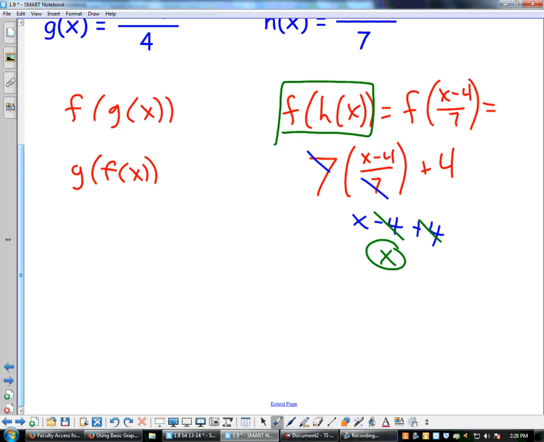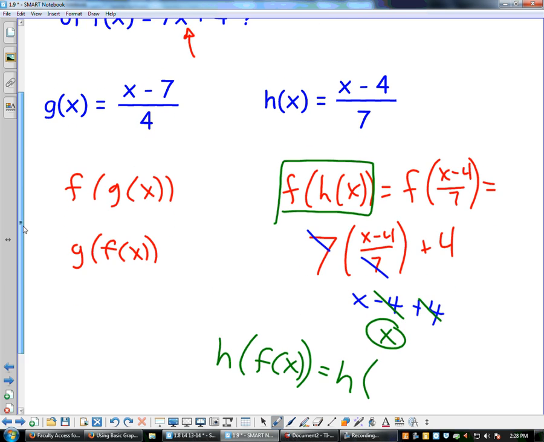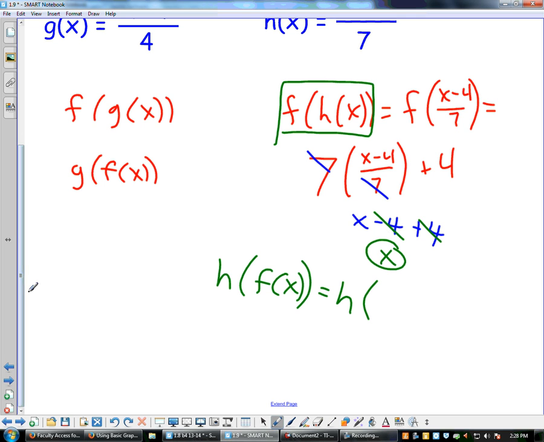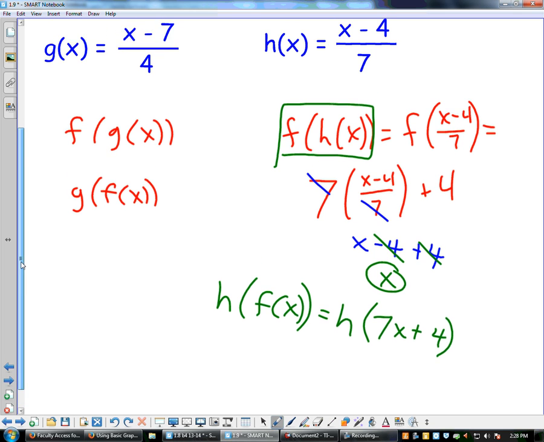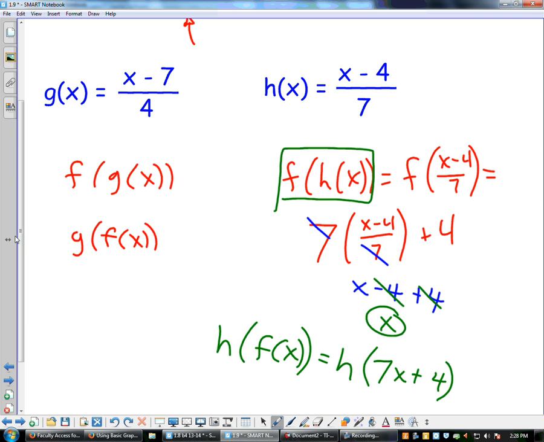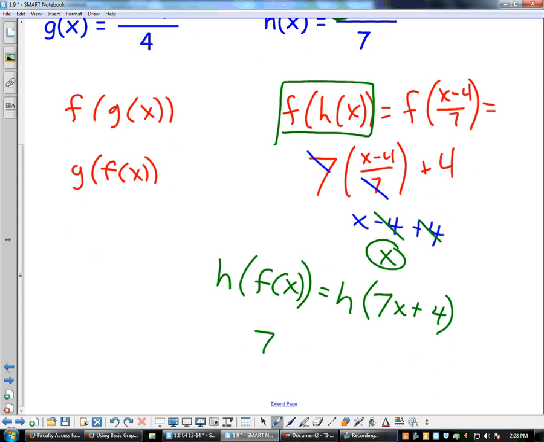Let's keep going because we have to show that it works the other way also. We need h of f of x, which is going to be h of, what was f of x? 7x plus 4. Now we got to plug in 7x plus 4 into the h function right here. So we're going to write 7x plus 4 minus 4 over 7. Does that look right?